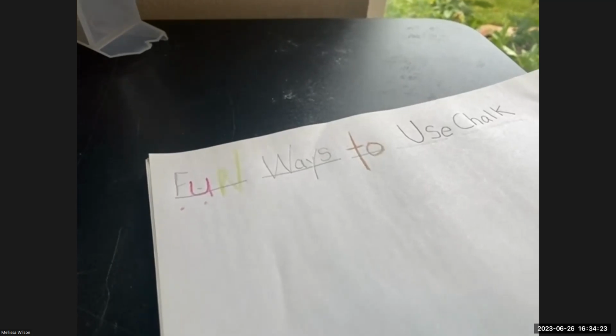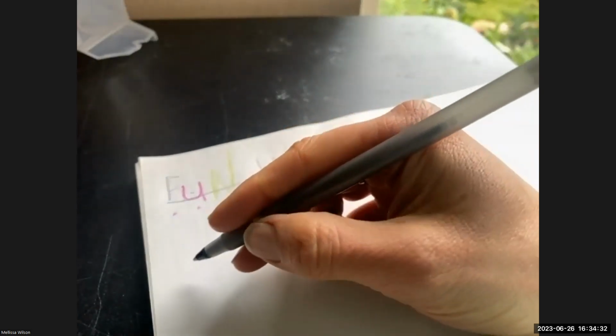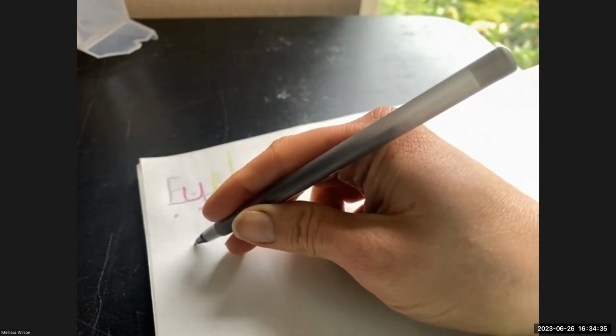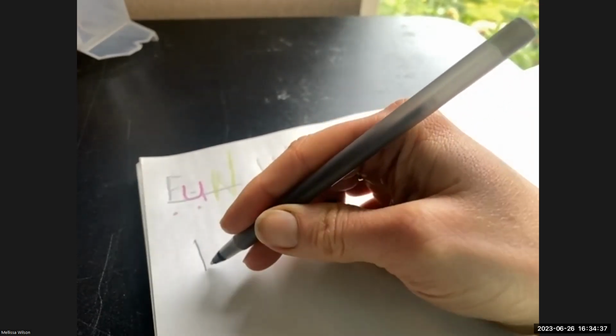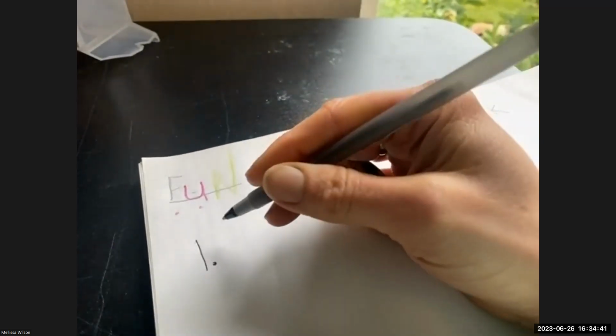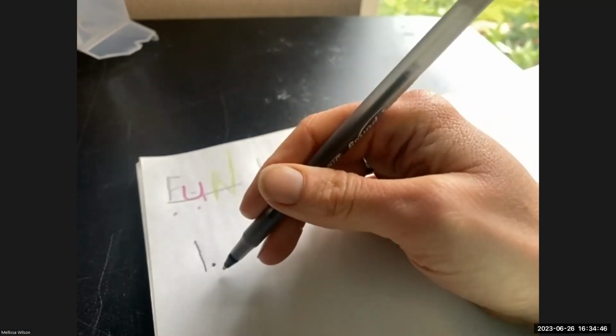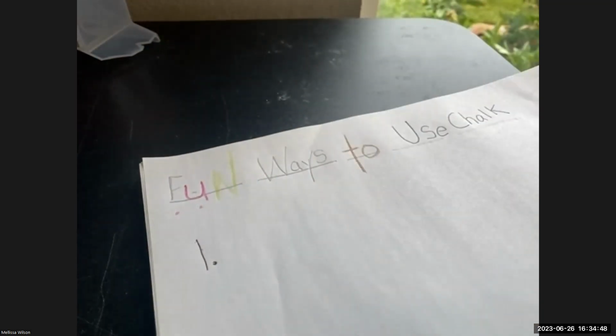Now, let's think about what would be some fun ways to use chalk. When we make a list, it is a little different than some of our other writing, where words combine into sentences to tell a story or teach us about something. With a list, usually you're going to see a number. So I'm going to start with the number 1. When we're thinking about what is one fun way that we can add to our list to use chalk, talk to your elbow partner. What are you thinking? What are some fun ways to use chalk?